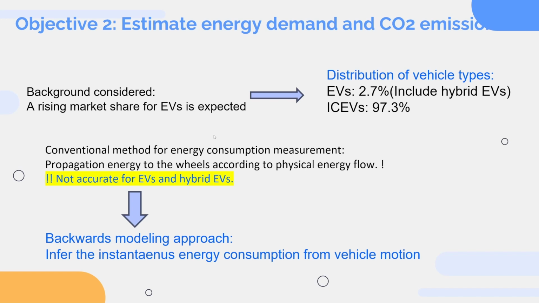As background, a rising market share for EV is expected. The distribution of vehicles is 2.7% EV now, including hybrid EVs, and 97.3% ICEV. The conventional method for energy consumption measurement, which propagates energy to the wheels according to physical energy flow, is not accurate for EV and hybrid EVs. So a backward modeling approach will be better, which infers the instantaneous energy consumption from vehicle motion.